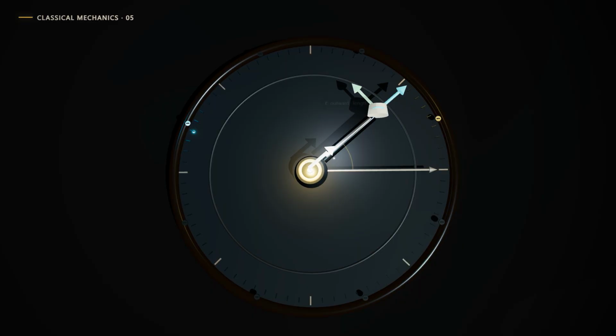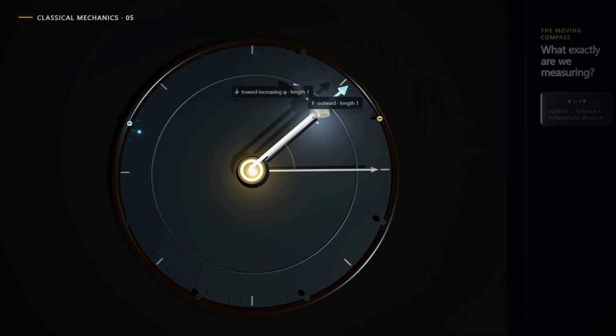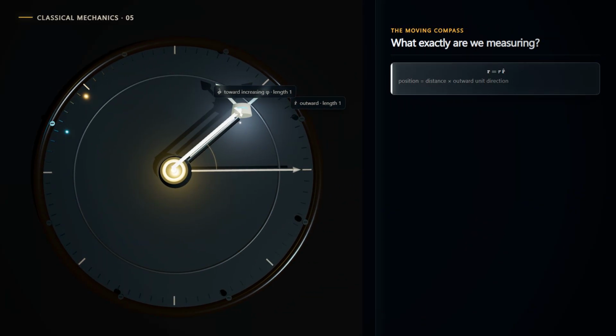The bold position vector differs from scalar r and unit r hat. It begins at the fixed origin and reaches the tracer, so position is r times r hat. A dot means change per second. 2 dots mean that rate changes.